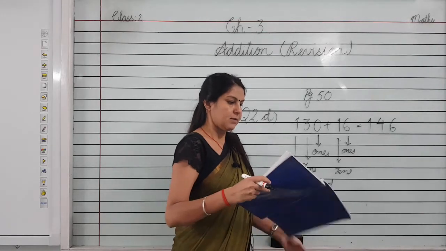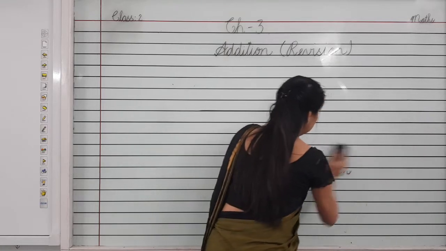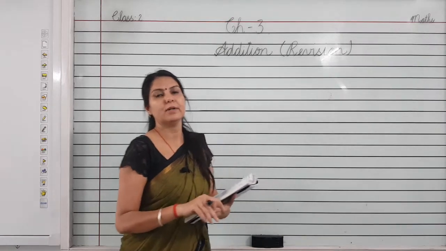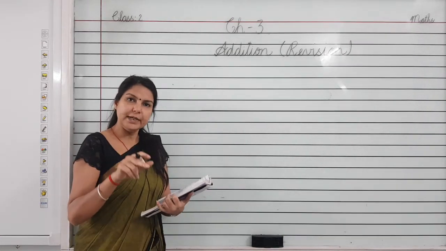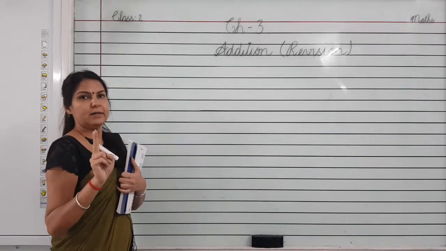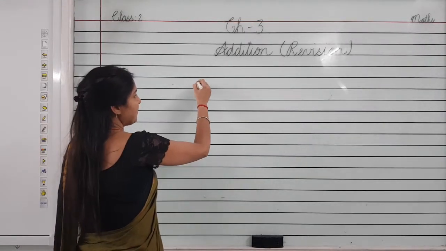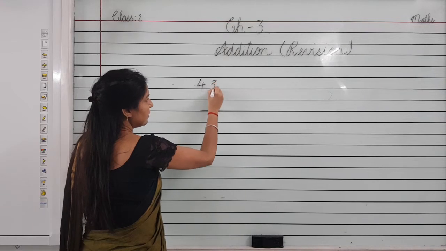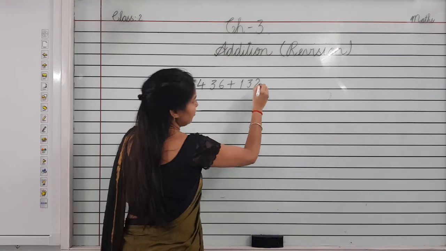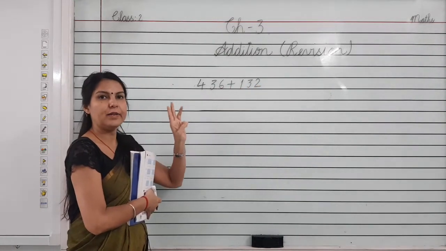Now let's come to the next sum. These sums are based on addition of two 3-digit numbers. Addition of two 3-digit numbers means numbers are 2 here, but how many digits are there? 3 digits. Let's see one example. Numbers are 436 plus 132. Here you can see 2 numbers are here and both numbers are having 3 digits.